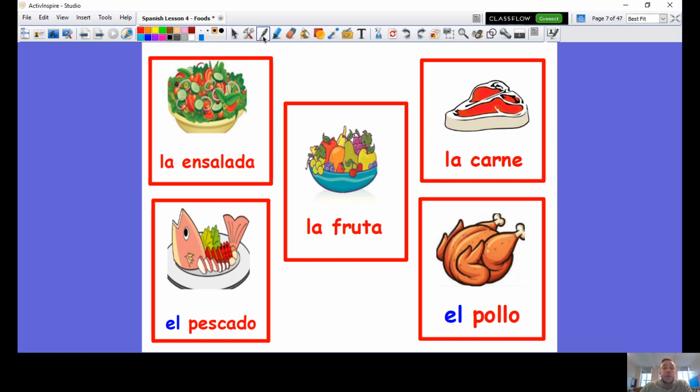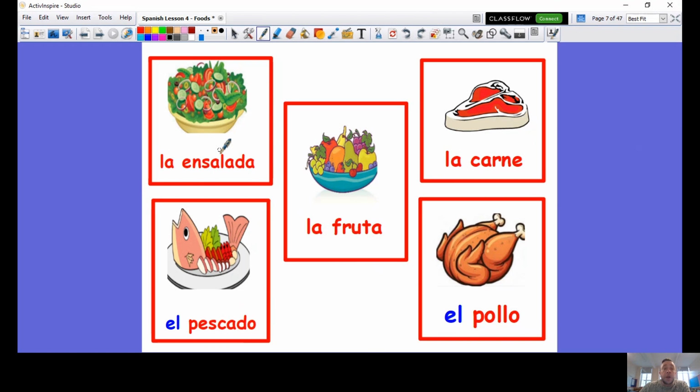Let's have a little practice of these words. My turn, your turn, over here. My turn first. La ensalada. Let's put it together. La ensalada. Muy bien, let's move to our next one, which is la fruta. Let's put that together, la fruta. Let's go to our meat, la carne. Let's put it together, la carne. Let's go to our fish, el pescado. Together. El pescado. Muy bien. And over here we have el pollo. Let's put that together. El pollo. Muy bien. Let's have one more practice before I set you another little task.